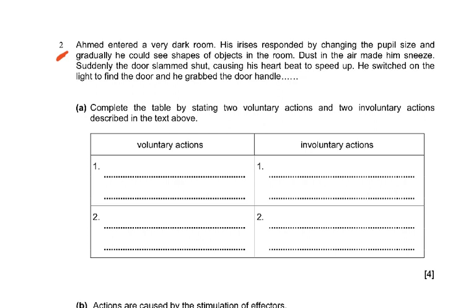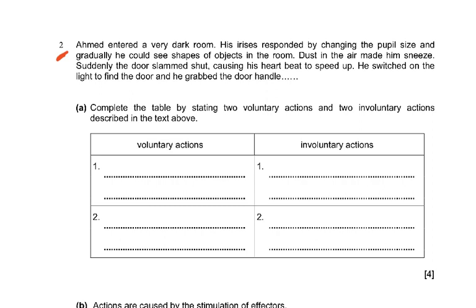Question 2 is something to do a little bit with the eye and a little bit on the Oxen story as well. Ahmed entered a very dark room. His irises responded by changing the pupil size, and gradually he could see shapes of objects in the room. Dust in the air made him sneeze. Suddenly the door slammed shut, causing the heartbeat to speed up. He switched on the light to find the door, and he grabbed the door handles. Complete the table by stating 2 voluntary actions and 2 involuntary actions described in the text above.